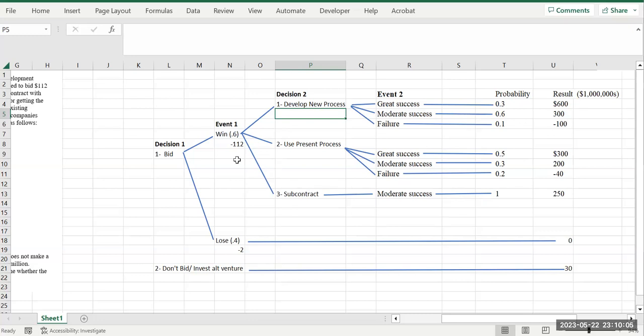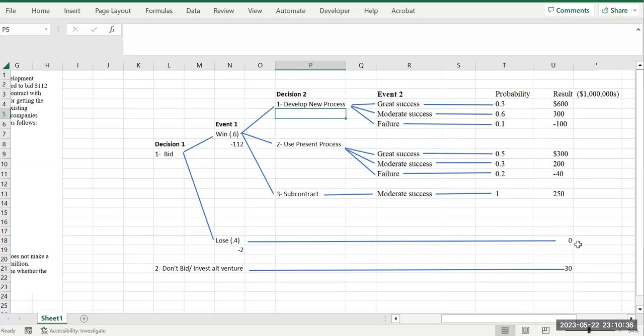These 112 are certain, that's why I put them here. If I want to include it in the payoffs and have a net payoff, I can deduct 112 from each one of these values and update those. That's another possibility, and I can remove it here. Same as this one.